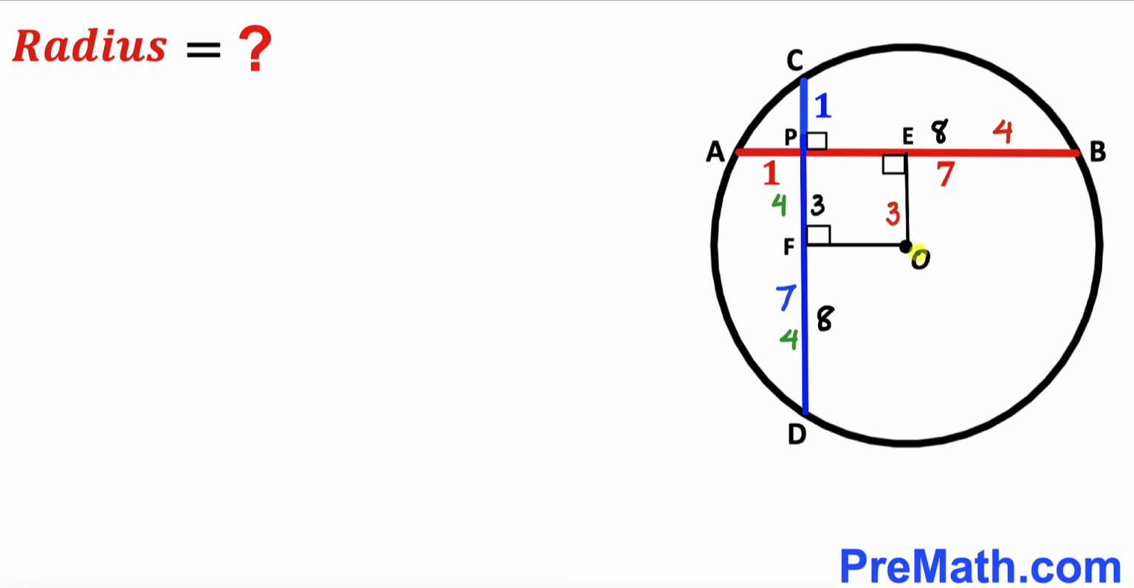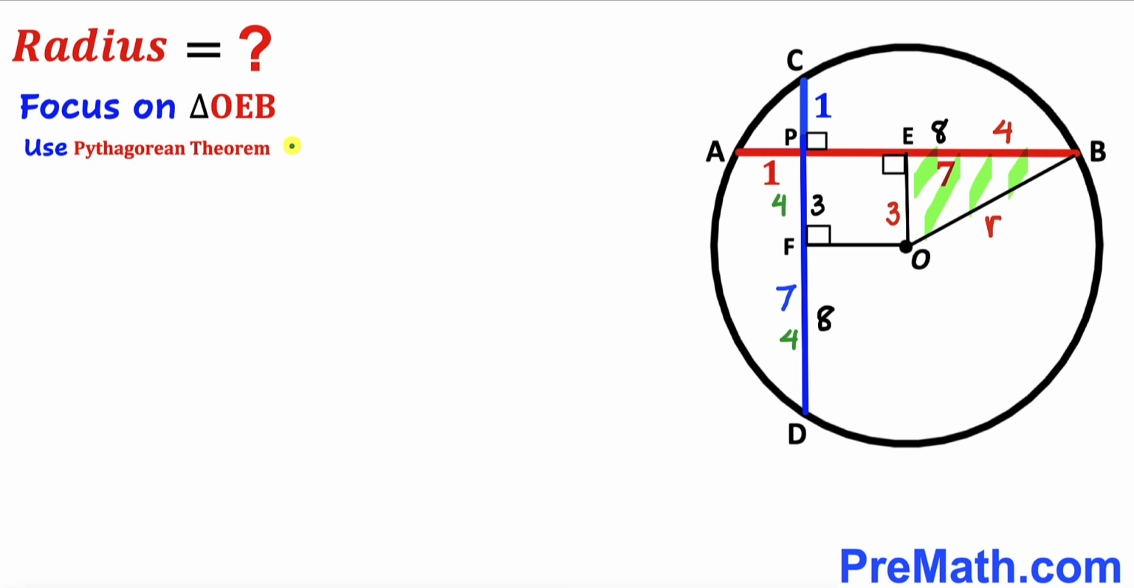Now in this next step, I am going to connect this center O with this point B, as you can see. Let's make an observation. We can see that this OB is the radius of this circle. I'm going to label this radius as lowercase r. Now our task is to find the value of radius lowercase r. Let's focus on this right triangle OEB, and we are going to apply the Pythagorean theorem on this triangle.